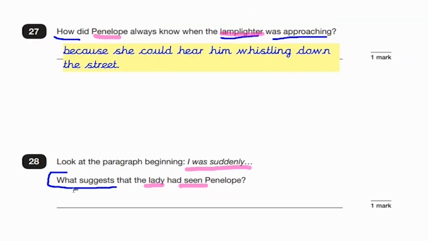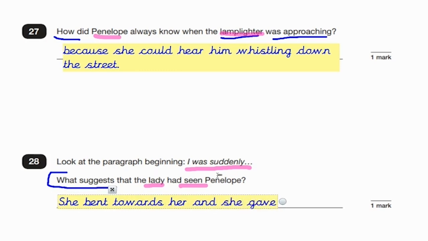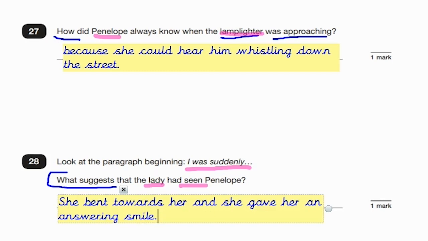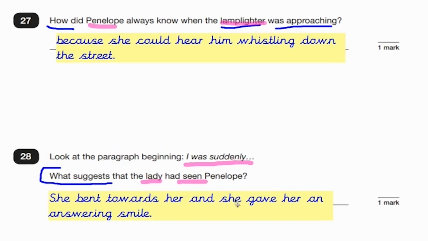So back at the question, what suggests that the lady has seen Penelope? She bent towards her and she gave her an answering smile. But that would be sufficient to get that 1 mark. I mean, you could even just say she bent towards her, or you could say she gave her an answering smile, but both of those points will be appropriate to get the mark.